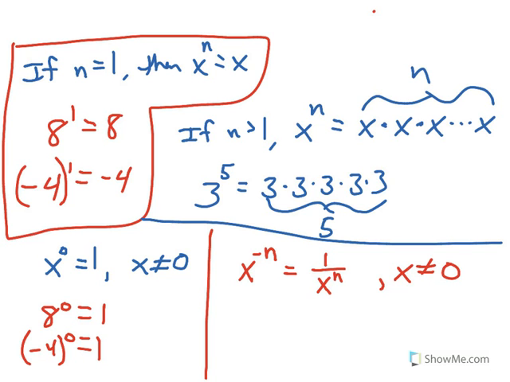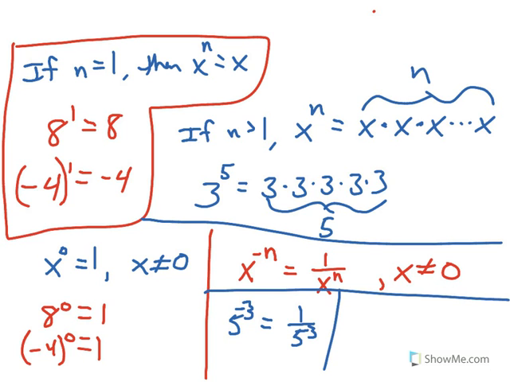So an example, let's say that we have 5 to the negative 3rd. Our base is 5. If we reciprocate it, we get 1/5. And then the exponent becomes positive. Reciprocate the base, change the exponent. Works in the opposite direction as well. If you have a positive exponent, like let's say we have 4 to the positive 2, and you want it to be a negative exponent, reciprocate the base, change the exponent to be negative.